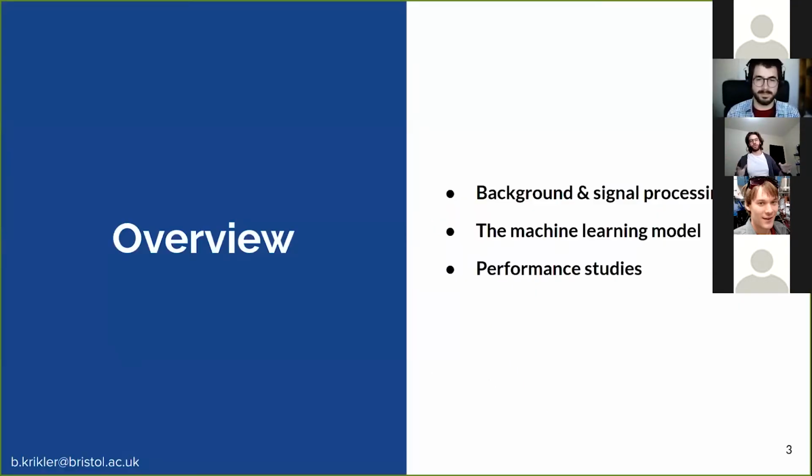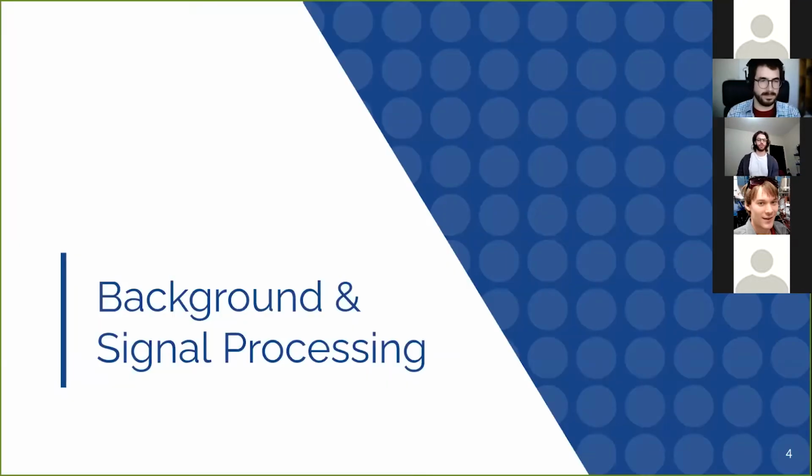This is an overview of what I'm going to go through. There are 3 key sections. I'm going to talk a bit about the background and signal processing ideas behind what we use here. Then I'm going to go through the machine learning model itself, and I'll wrap up with a main section on how this model is performing in our early studies. So starting with some background and signal processing.